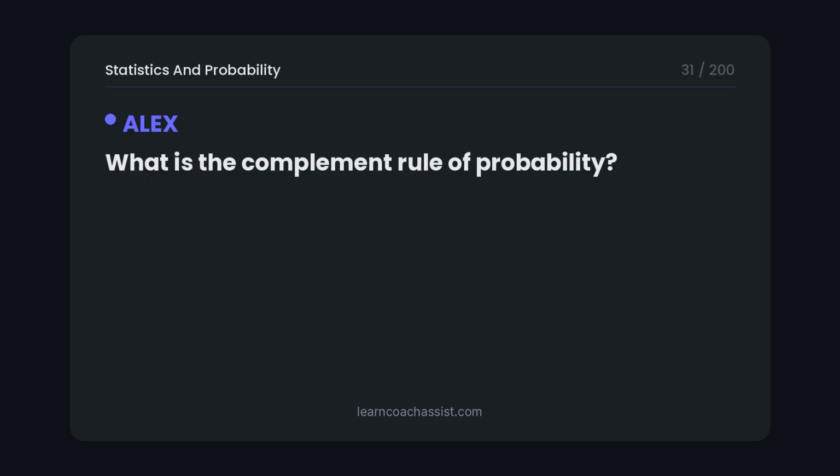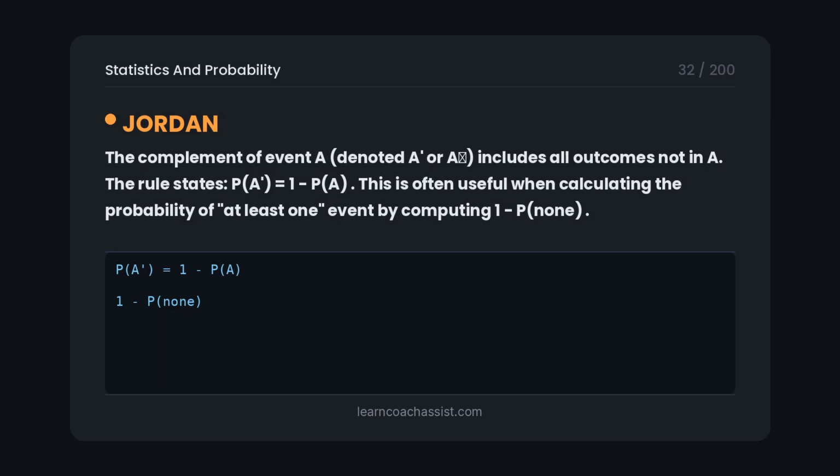What is the complement rule of probability? The complement of event A, denoted A' or Aᶜ, includes all outcomes not in A. The rule states P(A) = 1 − P(A'). This is often useful when calculating the probability of at least one event by computing 1 − P(none).